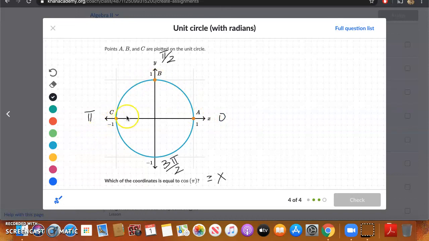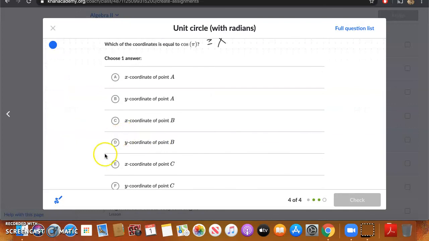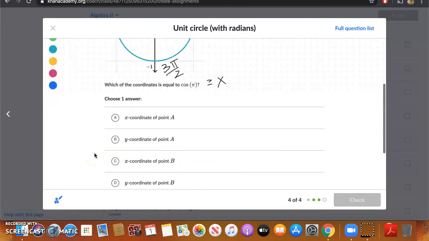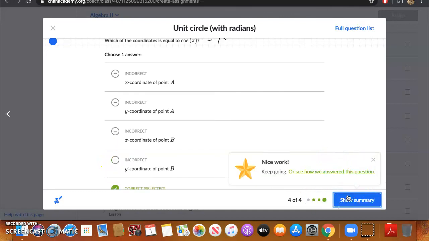Well, at point C, what is the x-coordinate? The x-coordinate is -1, isn't it? Correct? If you actually write that in coordinate notation, it would be -1, 0, at point C. So let's see if that answer is in there. They just want you to say the x-coordinate of point C. They didn't ask you for -1, but we know it's the x-coordinate of point C, and that is correct.